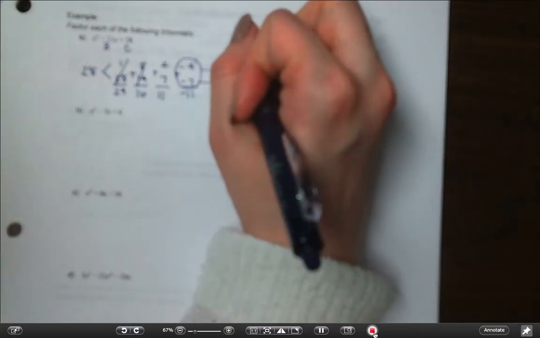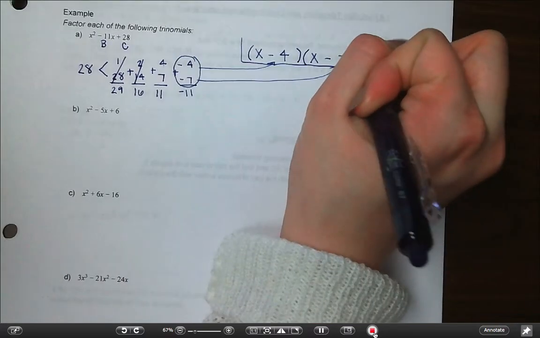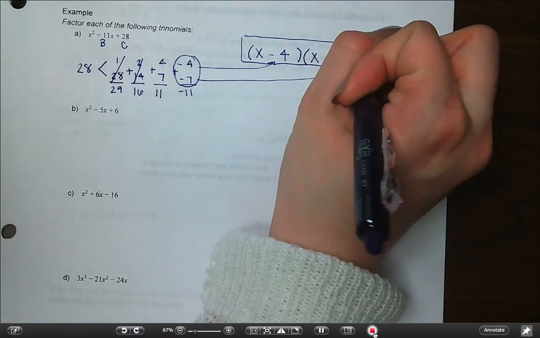And that's how you factor when we have a leading coefficient of 1. A lot of times this is called your shortcut method.